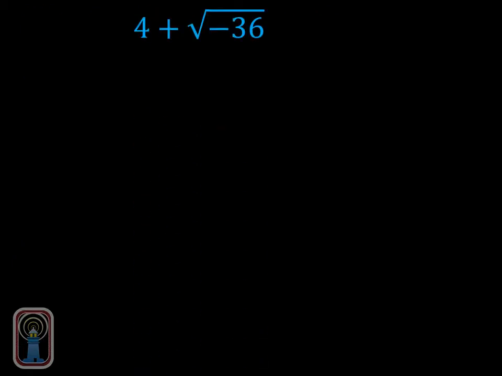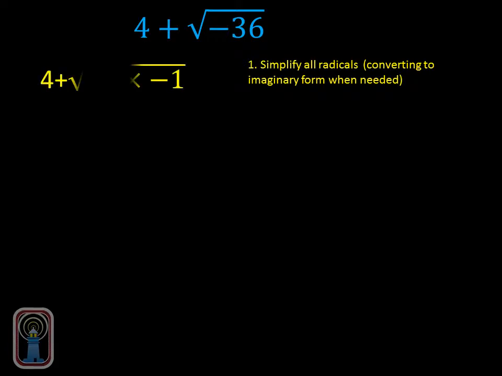Let's look at an example. 4 plus the square root of negative 36. First, we must simplify the radicals, converting into imaginary form when needed. 4 is a real number, so we do not have to convert it.